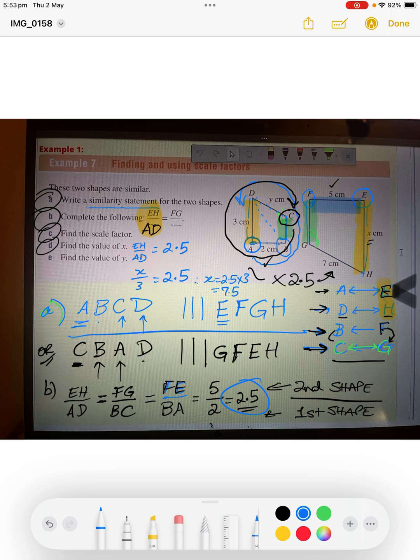Do we need the centimetre? No, we don't, because it's already in the diagram. X is equal to 7.5. And finally, I haven't left my space. I'm running out of room. Never mind.